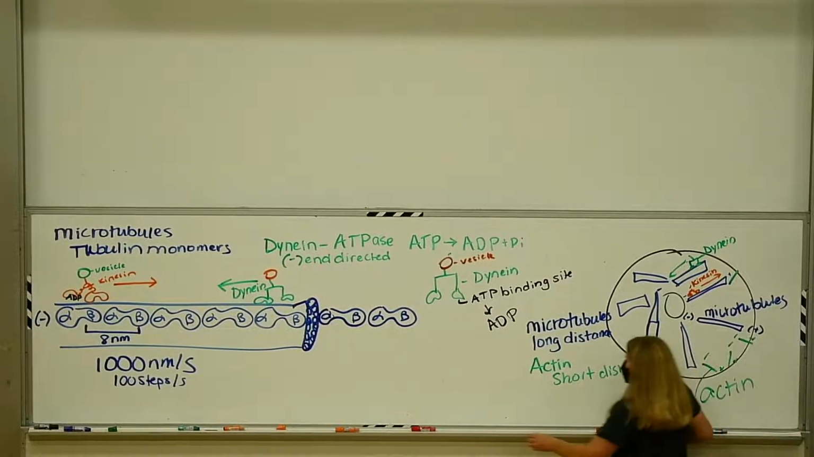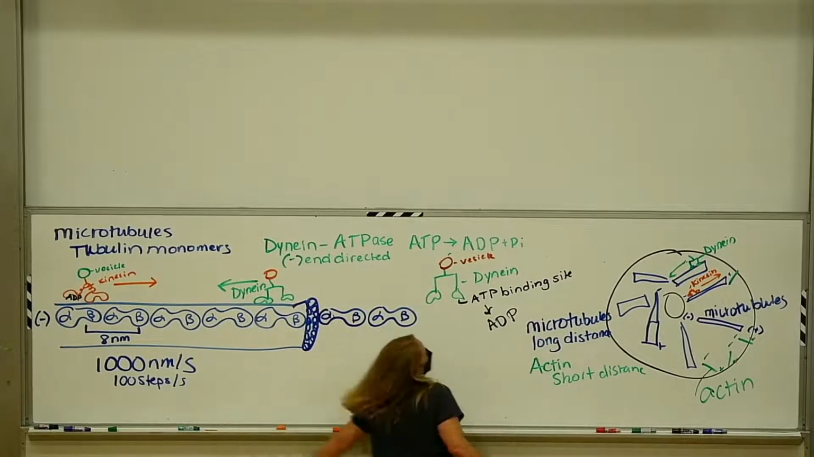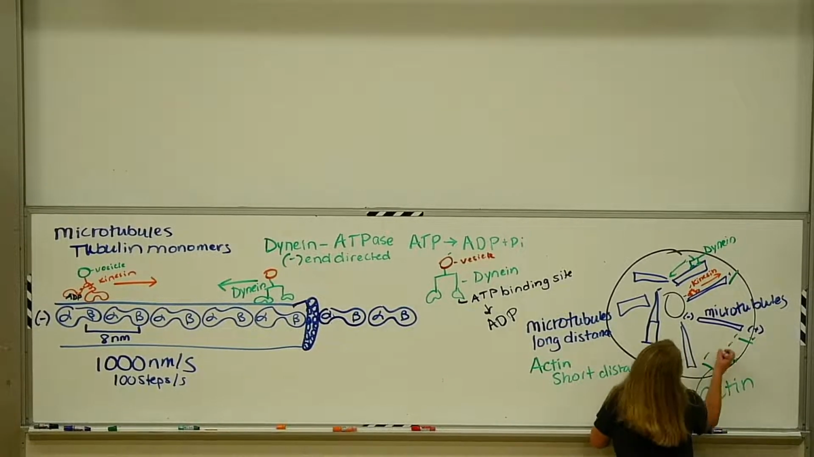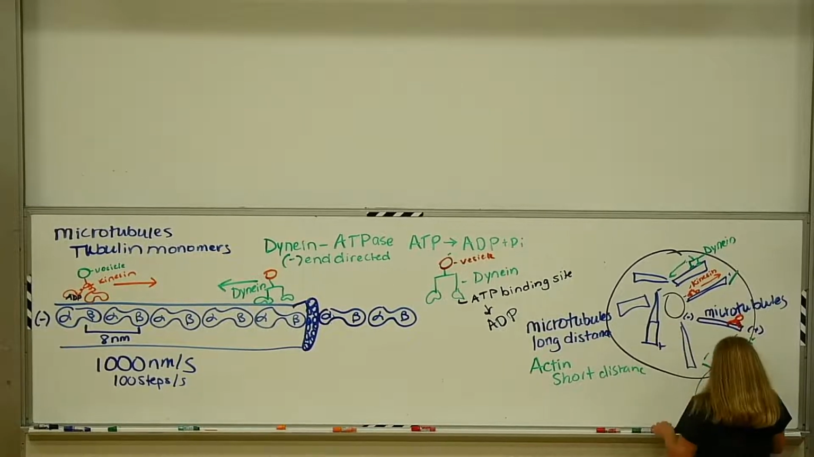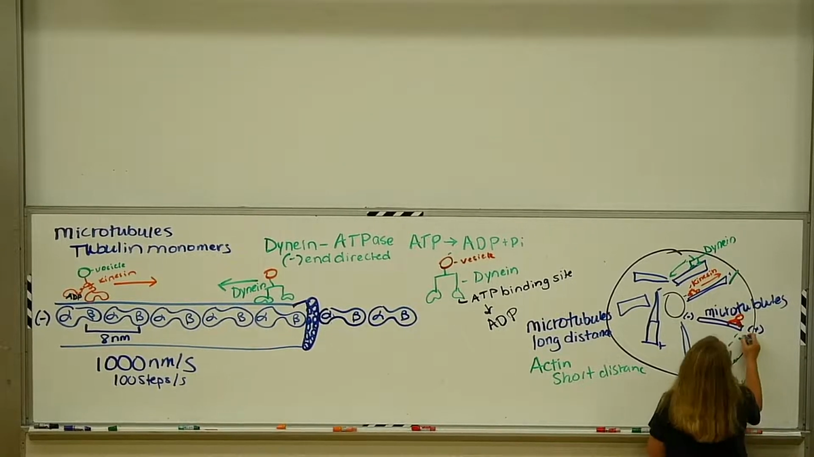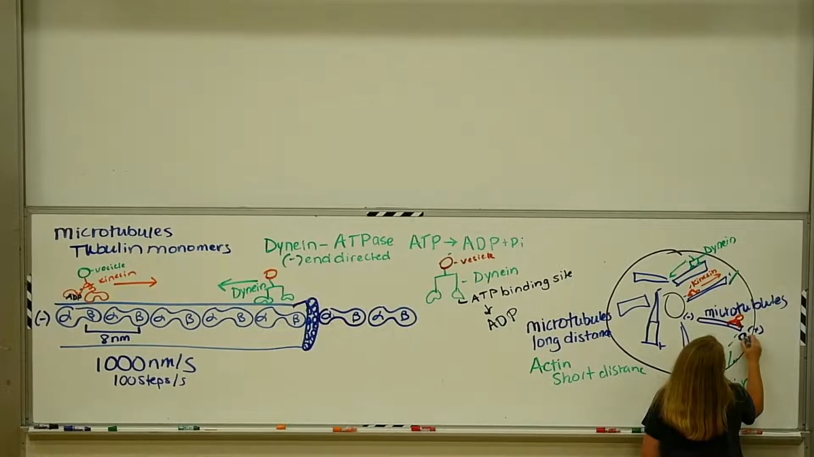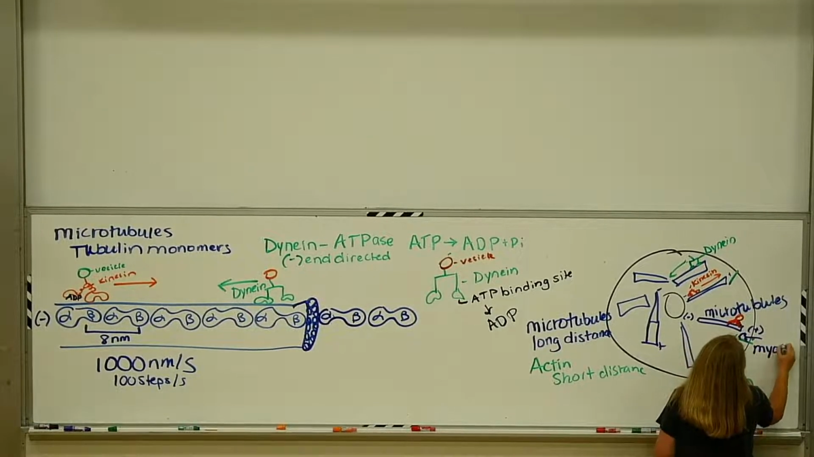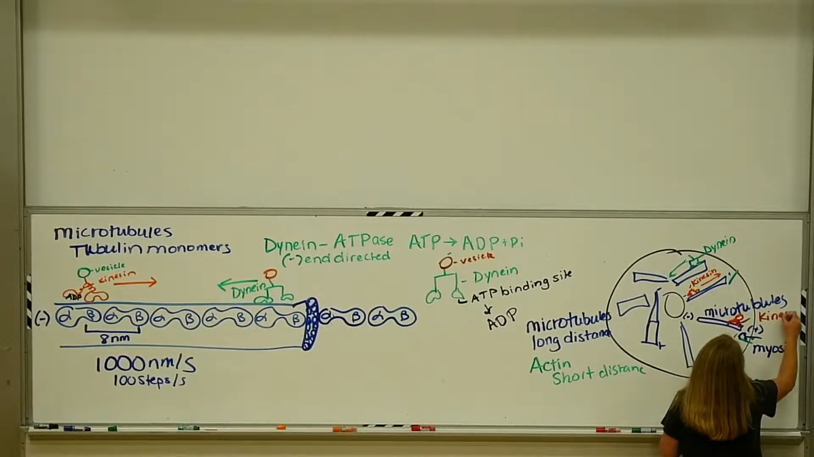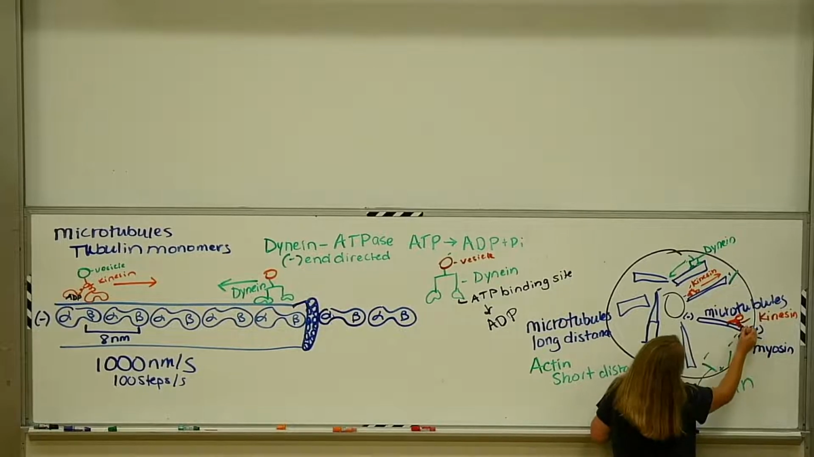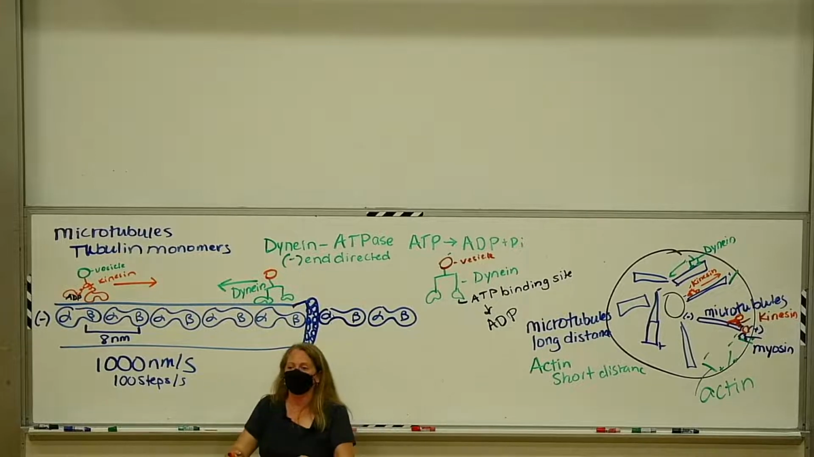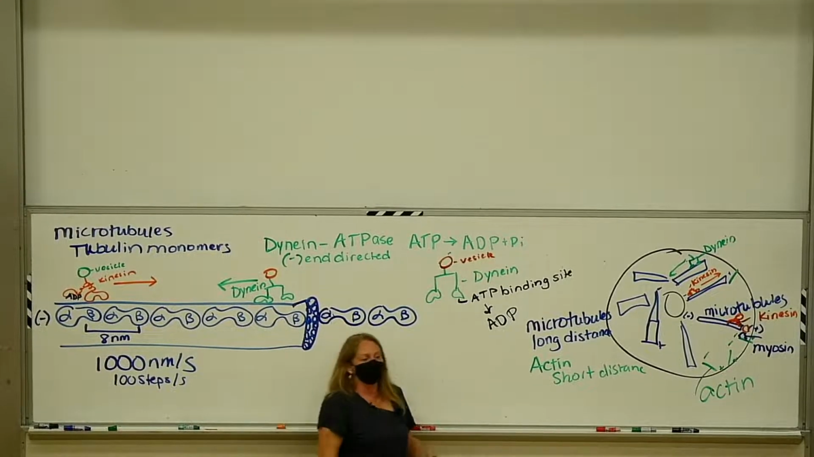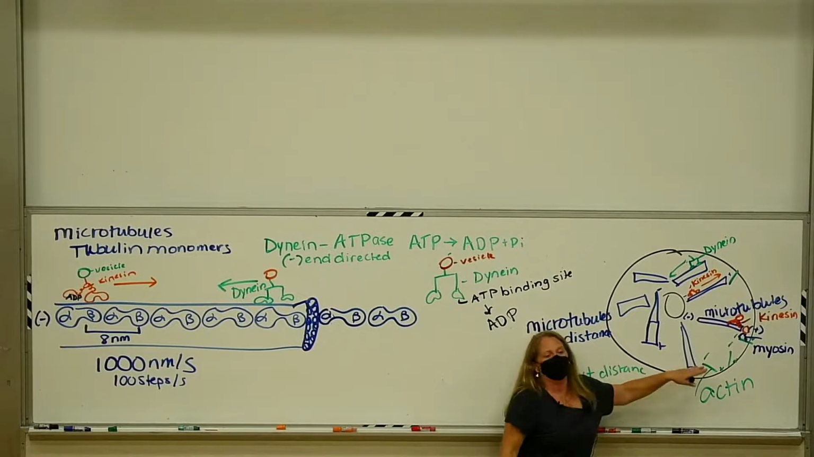So here's our little kinesin. He's got to hand off that vesicle. He's got to hand this vesicle off. And that's how you actually get it exocytosed. The microtubules don't go all the way to the membrane. They have to have that actin.